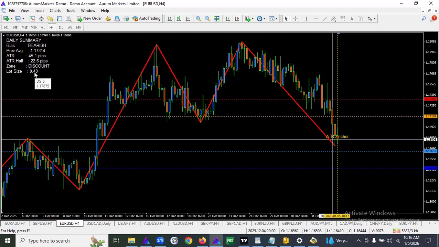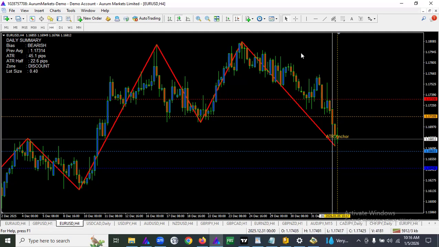So 2% of $10,000 is $200. So if you multiply 0.40 times 50, that would give you $200. That's why the lot size is here. So the indicator will also help you calculate the lot size. You can see.